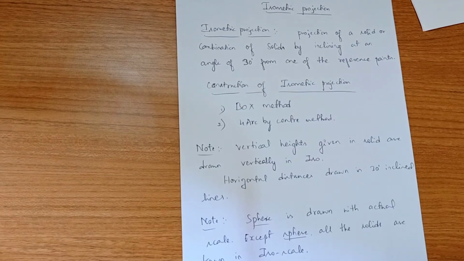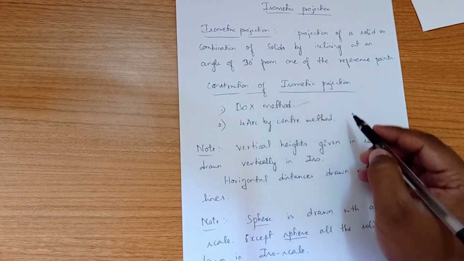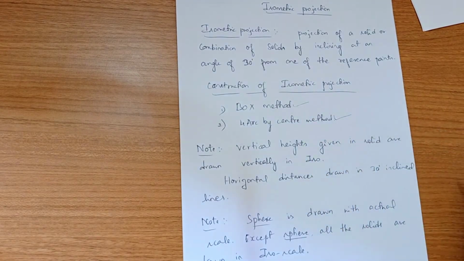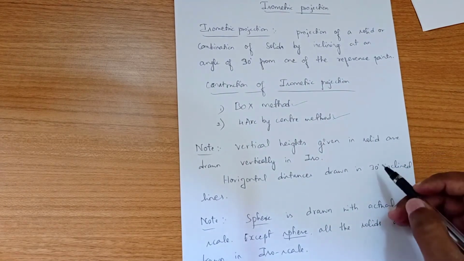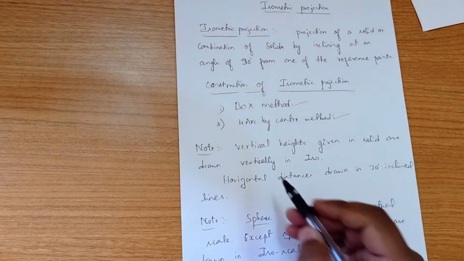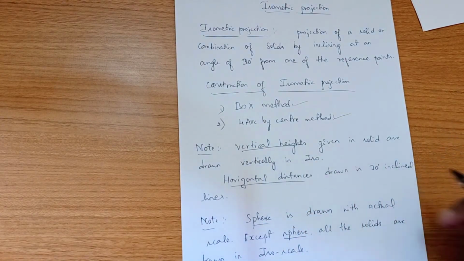So how do we construct the isometric projection? Here we have two methods: one is the box method, and the other is the four-arc-by-center method. Using these two methods we are going to construct the isometric projection. When any solid is given, it will have two kinds of distances: one is the vertical height, and the other is the horizontal distances.